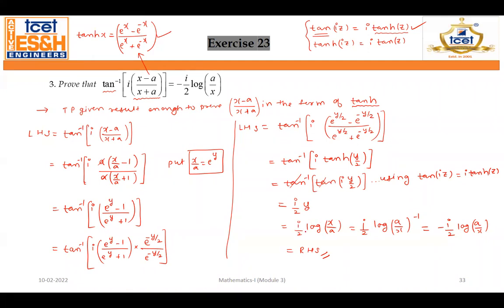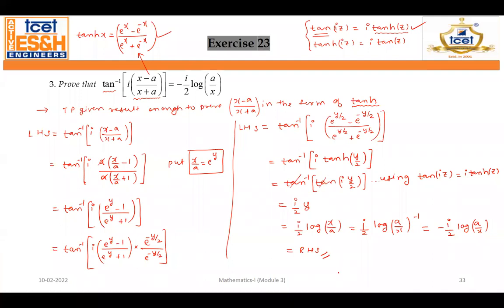Both are the same. Look, I by 2 log of x by a is what I have written as i by 2 log of a by x the whole inverse, isn't it? I wrote it as i by 2 log of a by x the whole inverse. i by 2 log of a by x the whole inverse is the same as minus i by 2 into log of a by x, and that is my right hand side. So thus we have proved left hand side is equal to right hand side. Simple.